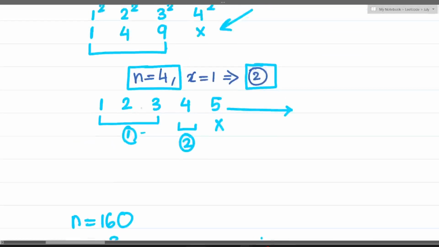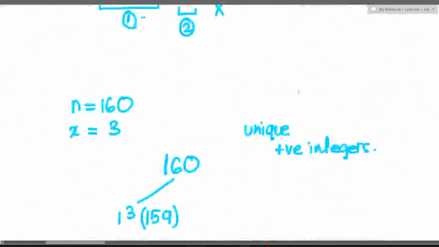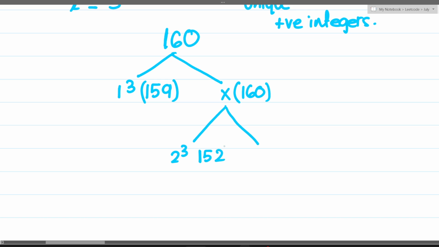But if you think about it, we did not actually have to take 1 to the power 3 in order to make 160, right? What I had to do was skip it. I do not have to take 1 to the power 3. Okay, let's say I skip it. Then I again have two choices for 2 to the power 3, which is 8. So if at this point I have 160, and if I take 2 to the power 3, the resulting number becomes 152.